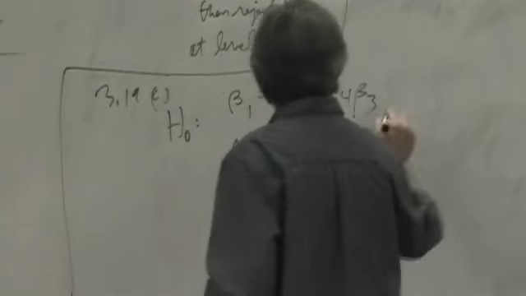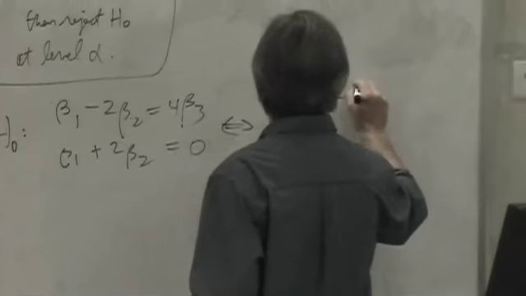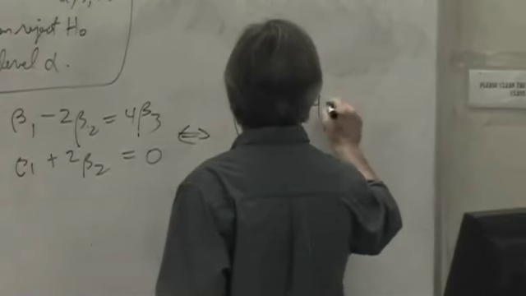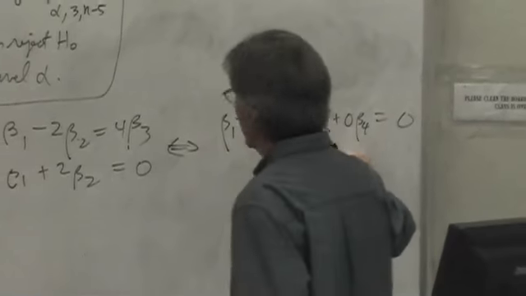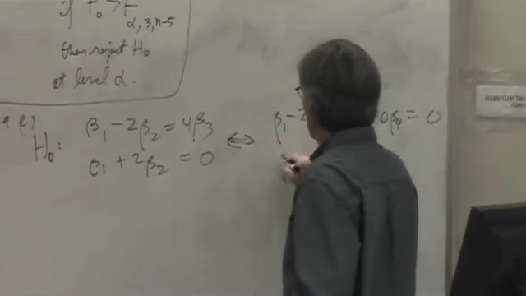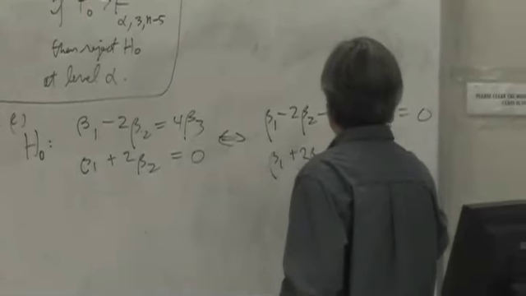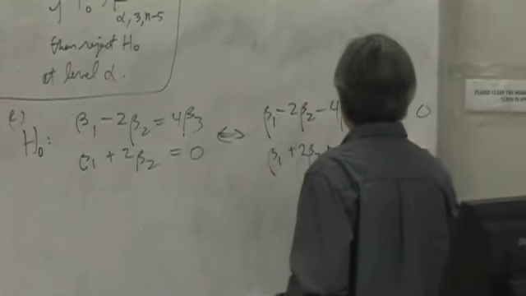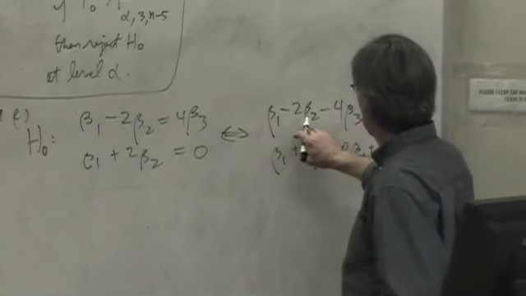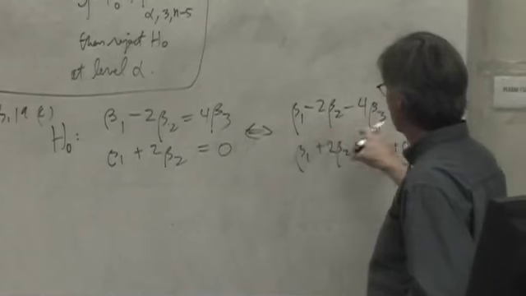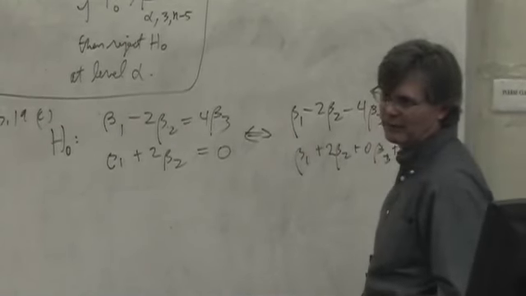So I have beta 1 minus 2 beta 2 minus 4 beta 3 plus 0 beta 4 equal to 0. I'm putting in a slot for every beta, okay? And I also have beta 1 plus 2 beta 2 plus 0 beta 3 plus 0 beta 4 equal to 0. Okay? And I'm allowed to have any hypothesis like this where I have constant coefficients on the betas and then constants on the right-hand side as well.